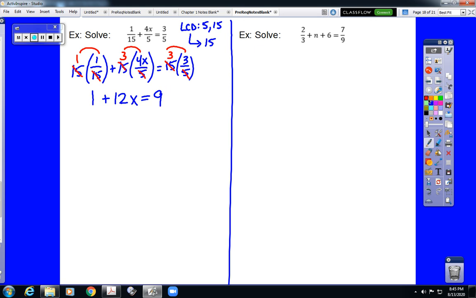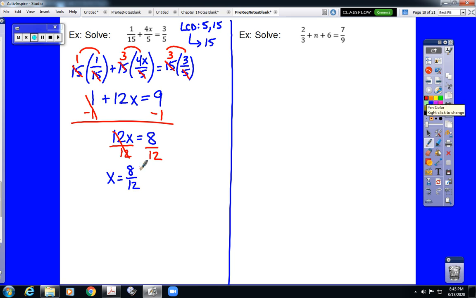And then we solve that equation. So we would subtract 1 from each side. Would give us 12x equals 8. And then we divide by 12. 8 is not divisible by 12, so we have x is 8 over 12. That fraction does reduce. The top and the bottom are both divisible by 4. So we are expected to realize that and reduce the fraction to 2/3.